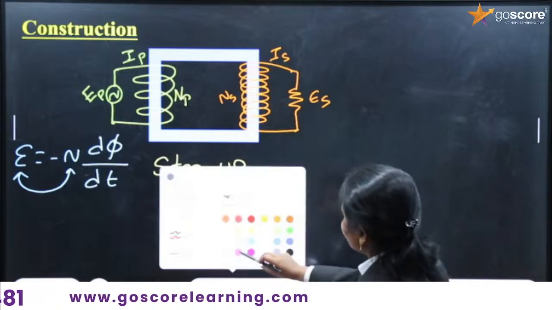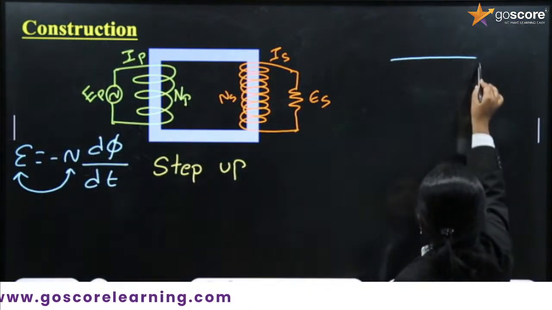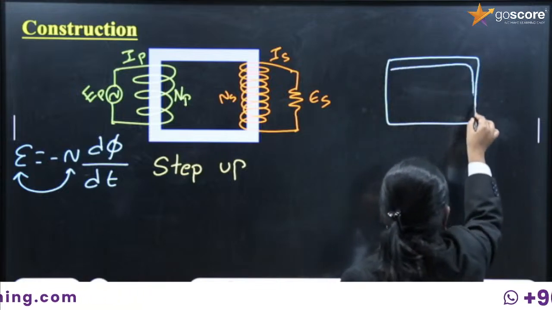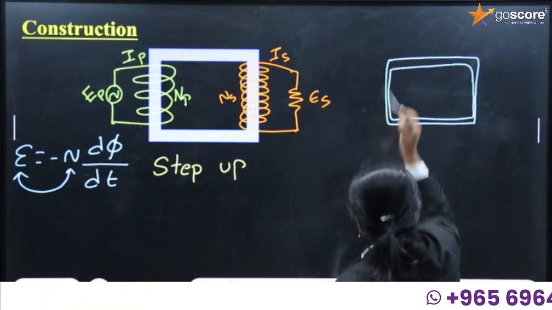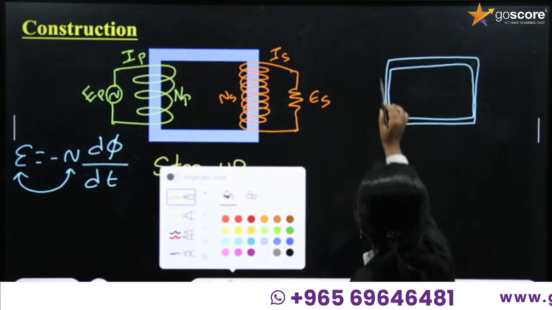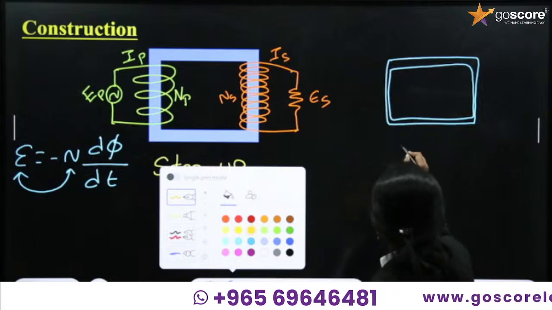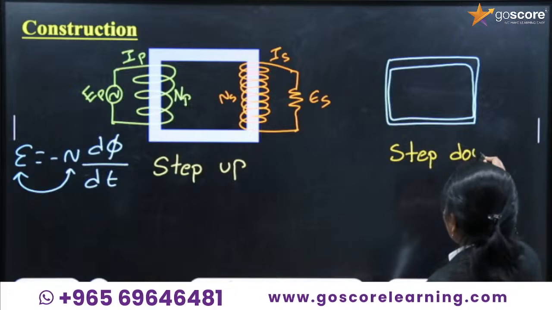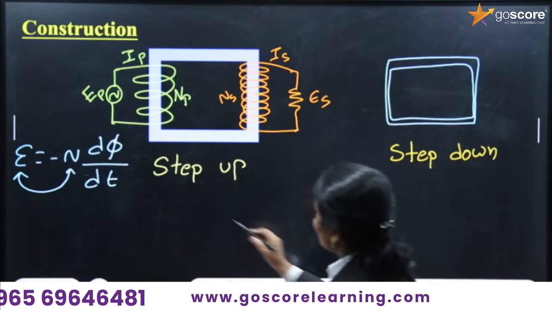Then I am taking another coil. It is an iron core, guys. Here it is a step down transformer.